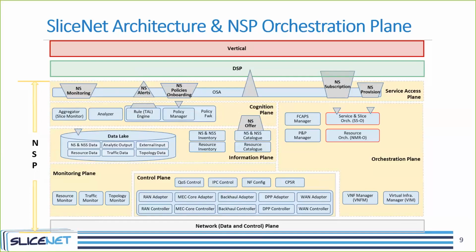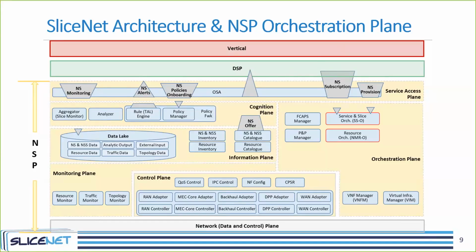The analyzer is where we have the machine learning models running, and these machine learning models will, based on those inputs from the aggregator, predict an alarm event, for instance. And this event will be forwarded to the rule engine that will check the conditions that exist on the policy manager.